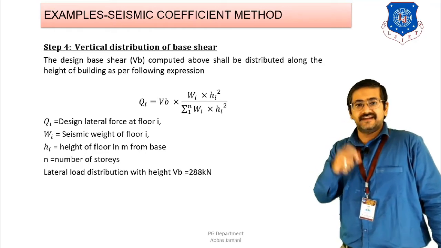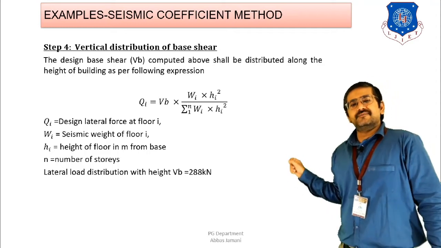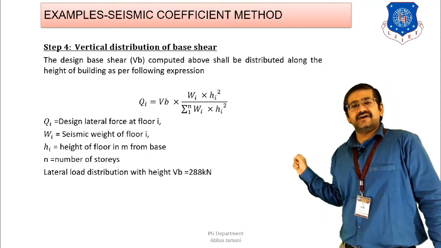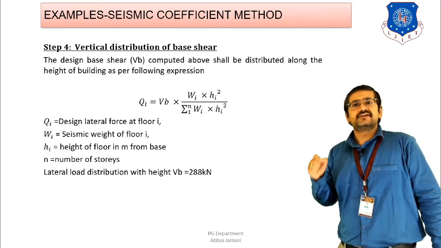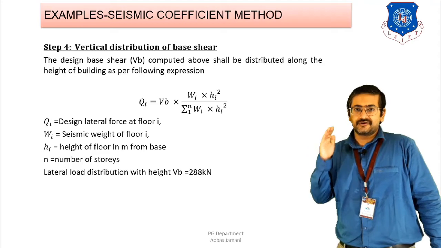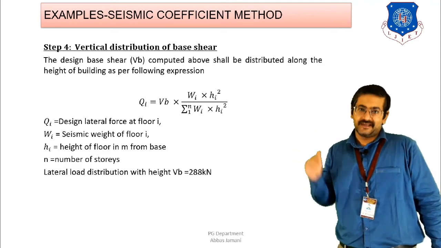IS 1893 2016 gives us a formula that is Q is equal to Vb into Wi hi square divided by sigma Wi hi square, right? So based on this formula of Q, you will be able to calculate the value of lateral load, or the intensity of lateral load, along the height of the building at each floor level, right?